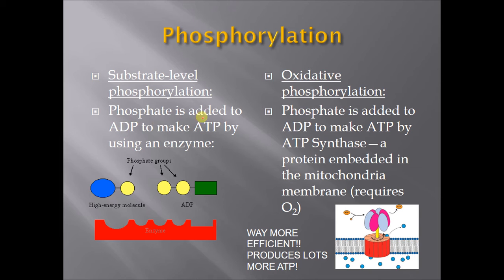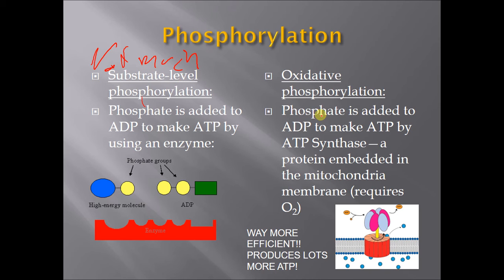to ADP to make ATP using an enzyme. So substrate level phosphorylation, we're sticking this molecule of phosphorus onto ADP to make ATP using an enzyme in a specific step. Not much ATP is created this way.